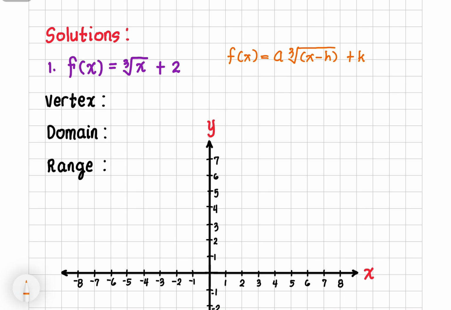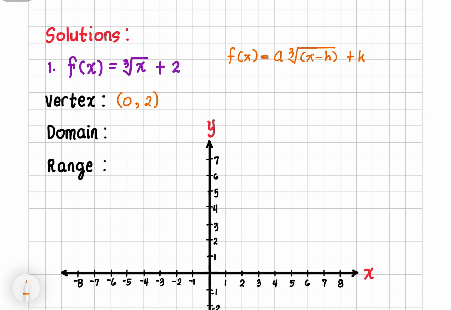So, our vertex here, since the x is single, with nothing beside it, therefore this is plus 0. Meaning, our h is 0. And your k value here is, since this is positive 2, or plus 2, therefore it is positive. Okay? If inside the radical symbol there is a number, let's say minus 2, then our vertex there is positive 2. Take the opposite sign.